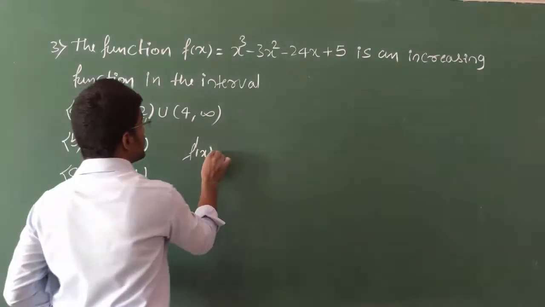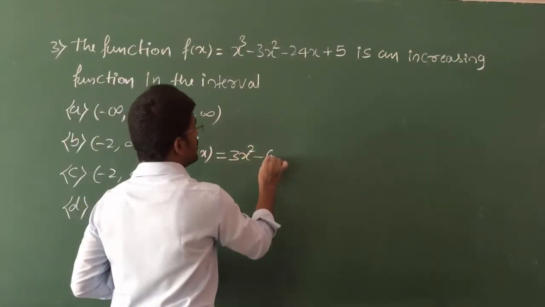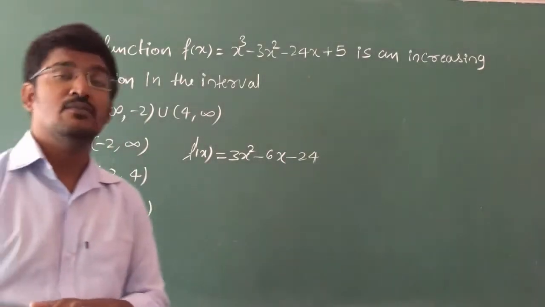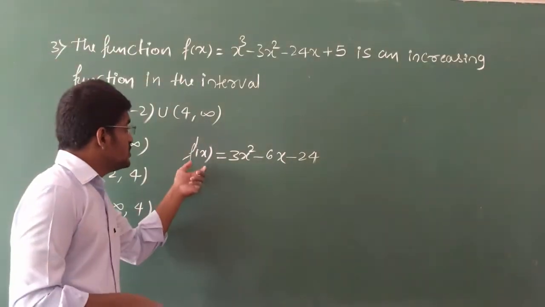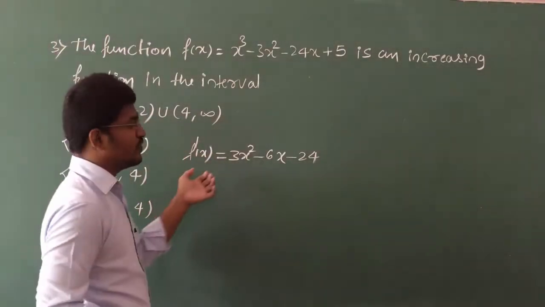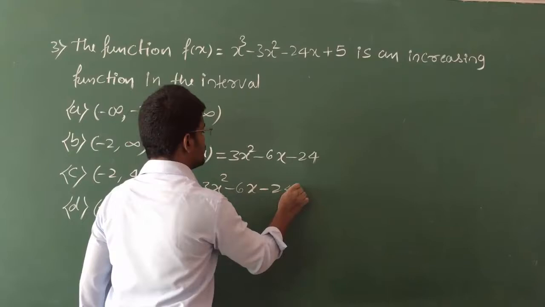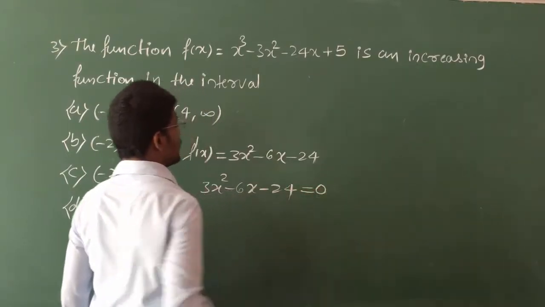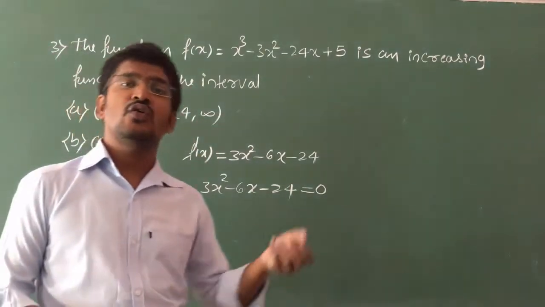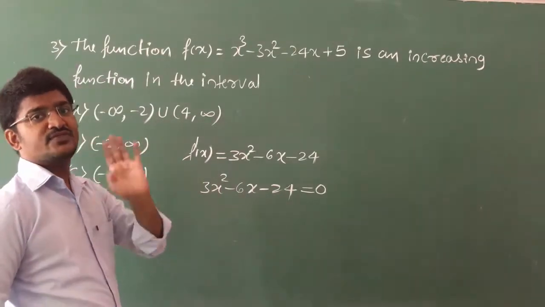If I calculate f dash of x, it will be 3x square minus 6x minus 24. From this we have to calculate the intervals. For that you equate it to 0. It will be 3x square minus 6x minus 24 equal to 0. It is increasing means definitely it will be greater than 0. Don't worry about that. You equate it to 0, simplify the algebraic equation and let us find the intervals.